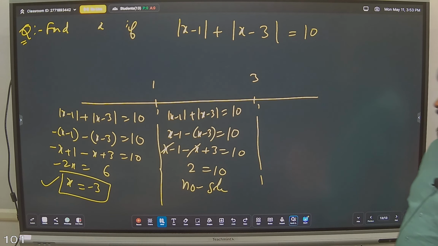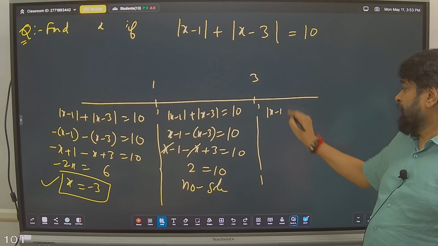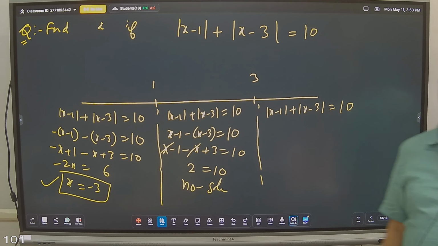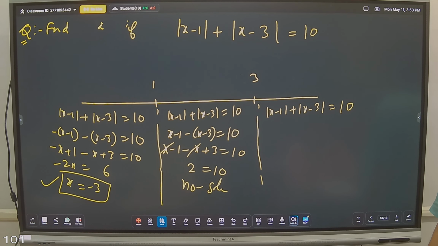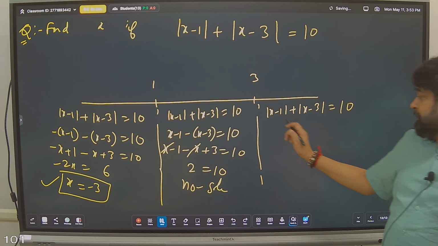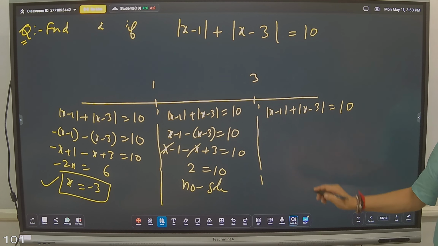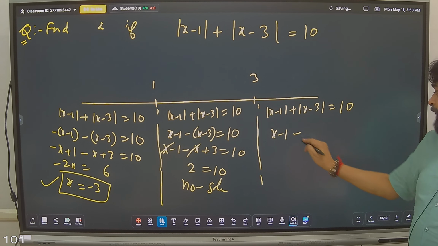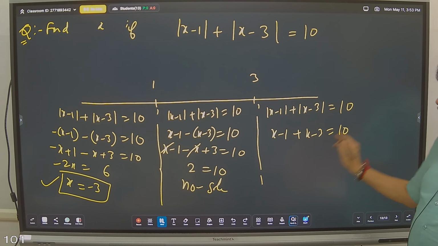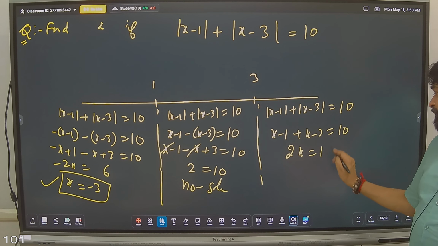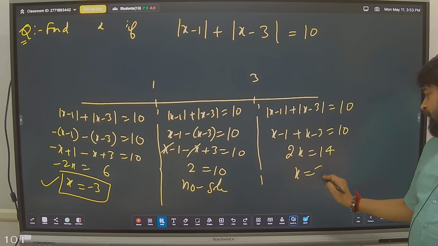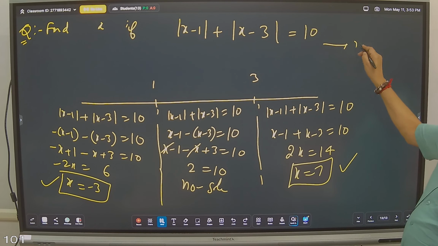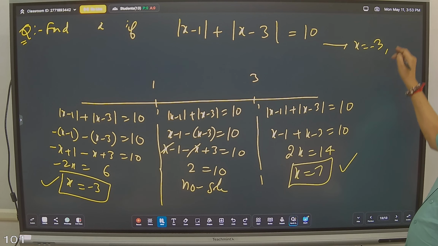Going to the other area. Mod of x minus 1 plus mod of x minus 3 equal to 10. Is it clear? Now in this area, this will be positive or negative? So x minus 1, this will be positive or negative? x minus 3 is equal to 10, 2x equal to 14, x equal to 7. Accepted or not? Yes. So this question has two solutions, minus 3 and 7.